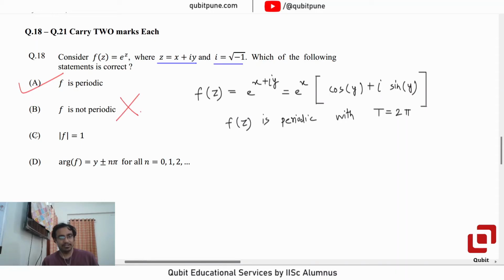We can also check the validity of option C and D. We know they are not true because they say which of the following statements is correct. That means only one option is right. But still, let's go to C now.